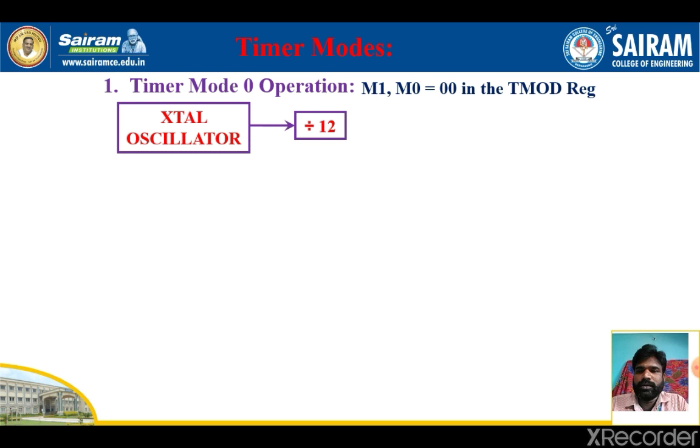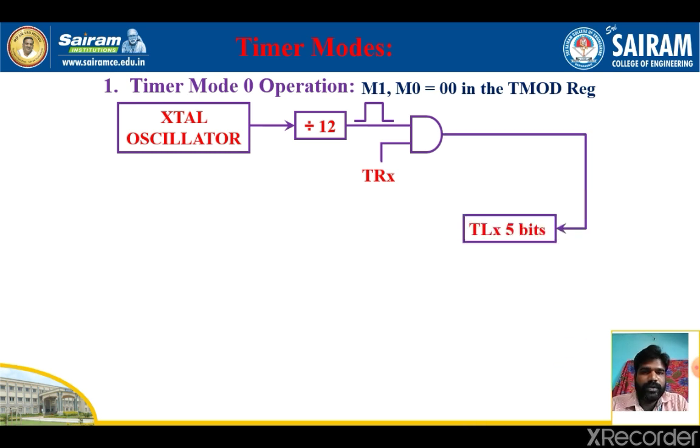As we know, the frequency source for the timer is the crystal oscillator, which is divided by 12, so the output of the divide by 12 circuit provides a machine cycle. That machine cycle is given as one input to the AND gate, and another input is the timer run control bit TRX. The output of the AND gate is connected to the timer low register, and it is 5 bits here. The pulses are supplied, that is the output of the AND gate, whenever TRX is 1. Otherwise the pulses are not supplied to the timer.